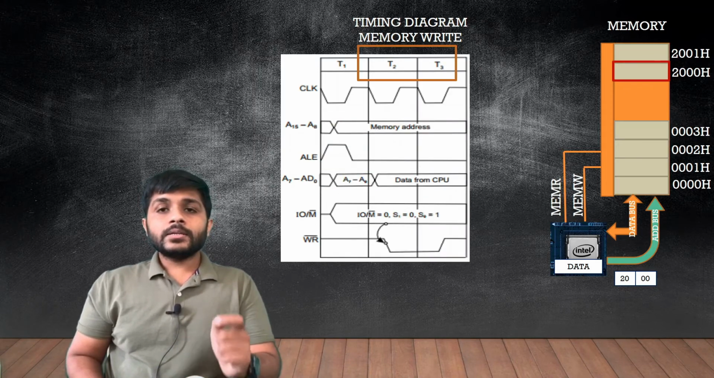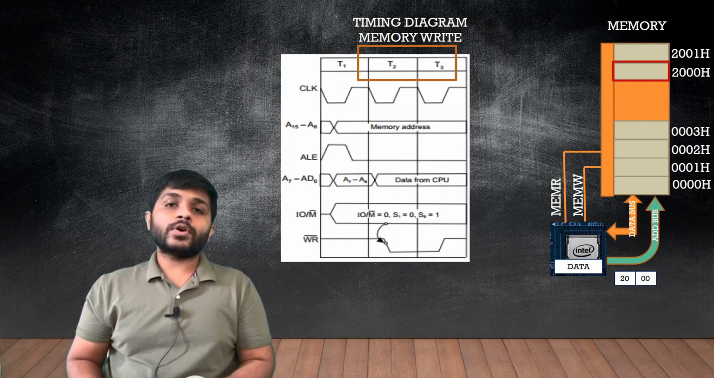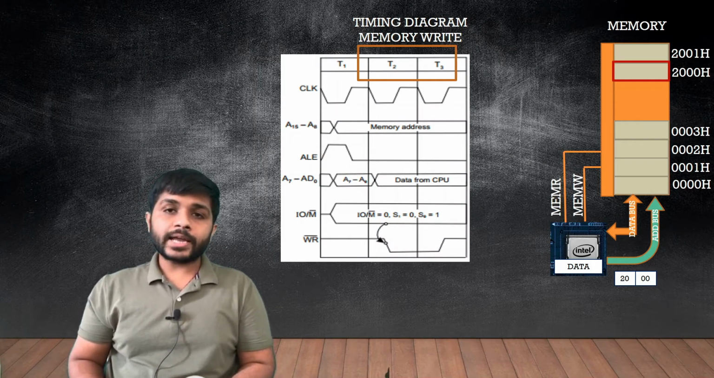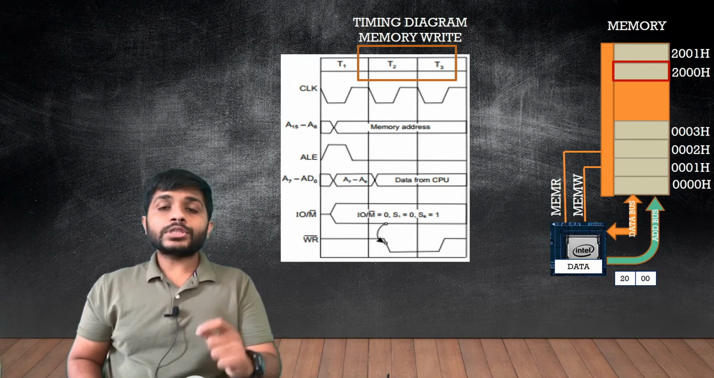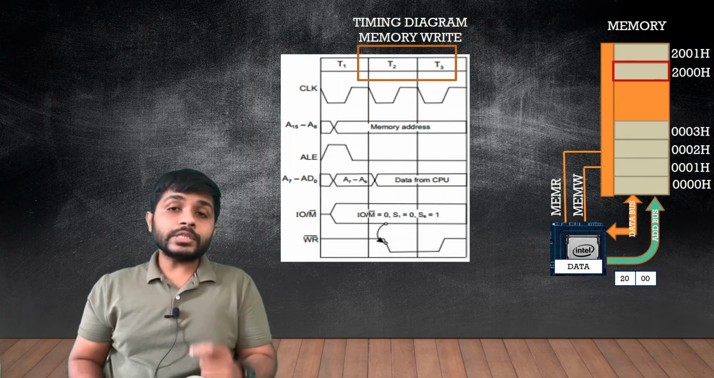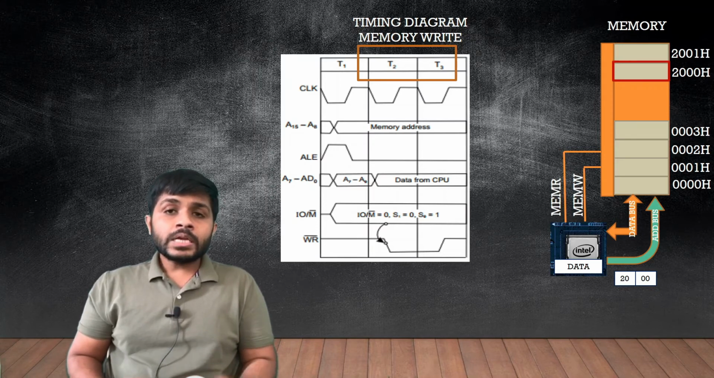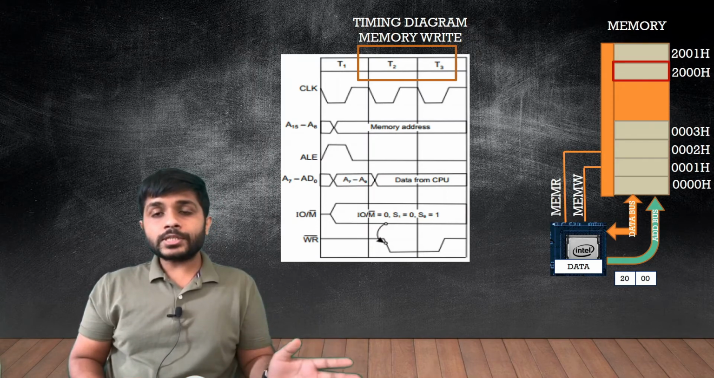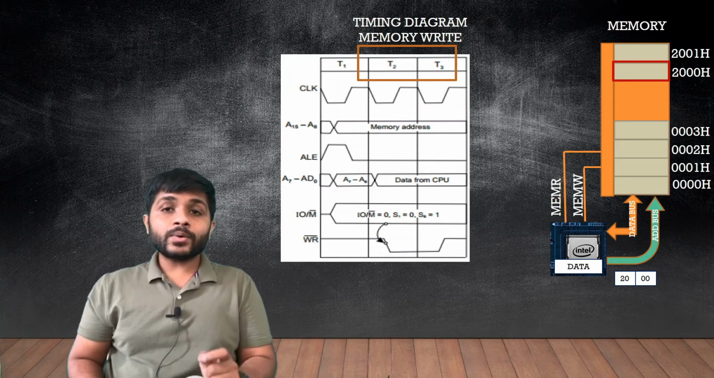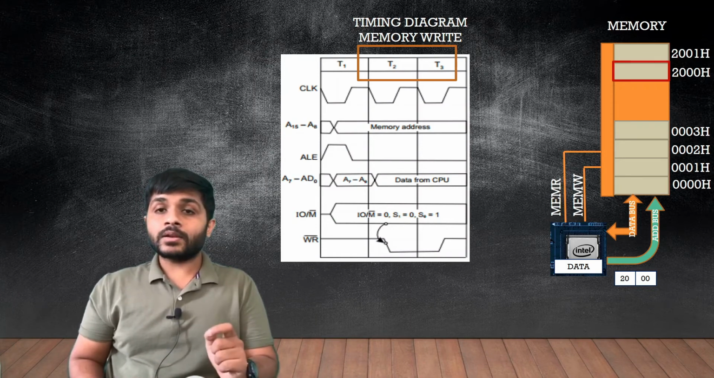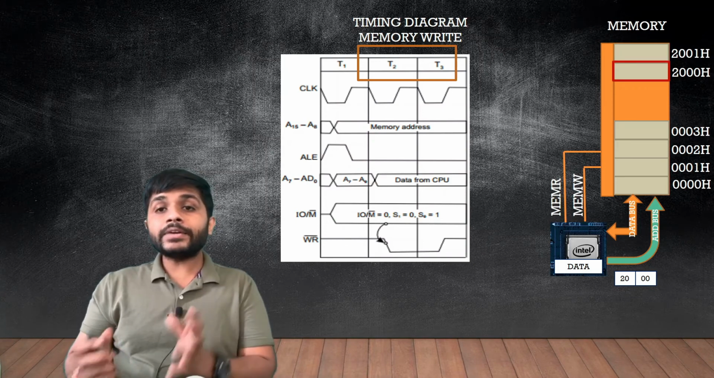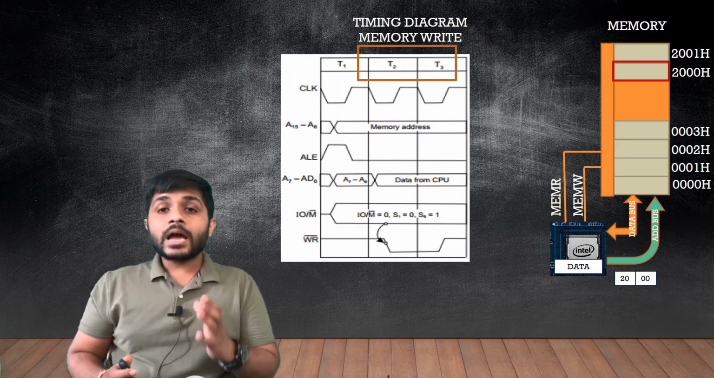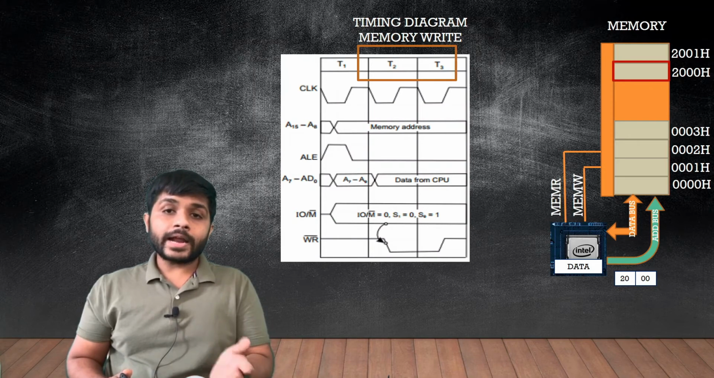You can see that the next two states for the memory write machine cycle timing diagram are T2 and T3. To write the data, the processor has to generate the control signal which is memory write. If you remember, the microprocessor does not have a memory write signal directly. The processor has to generate the memory write signal by combining different signals such as IO/M bar and write bar.